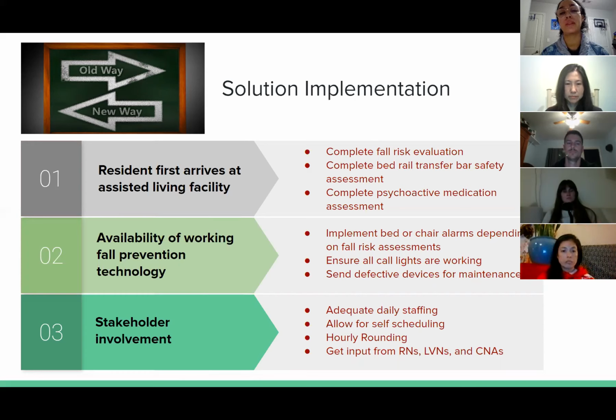Stakeholder involvement is number 3, and there should be adequate daily staffing. Understaffing is a risk for more falls. There's not as much eyes on the floor, ears on the floor. That can be handled by allowing self-scheduling, so employees have their preferred schedules, so maybe less call outs, hourly rounding by each of CNAs, RNs, and LVNs, just to make sure that patients aren't getting out of bed for little things, and get inputs from everyone on the floor just to find out what's working and what's not working.